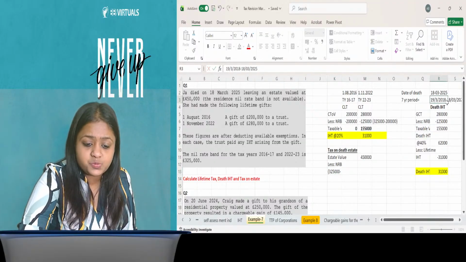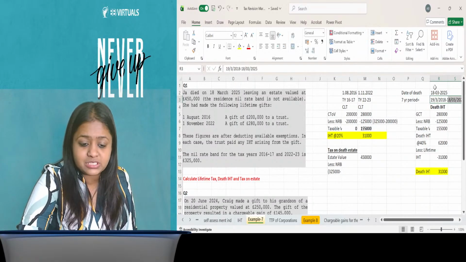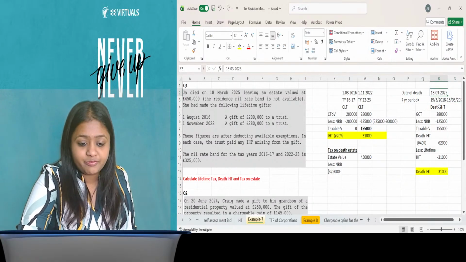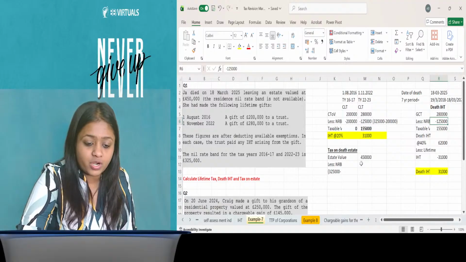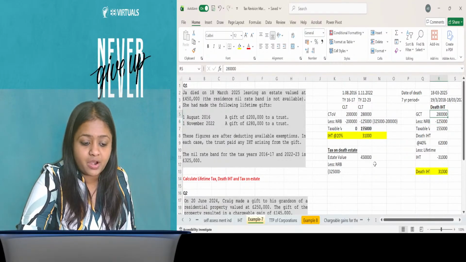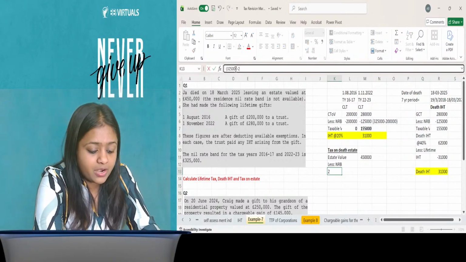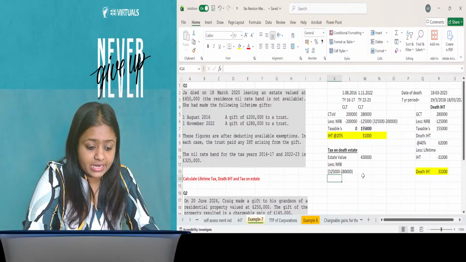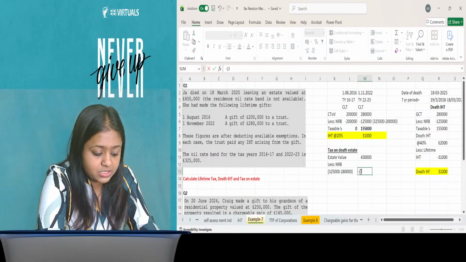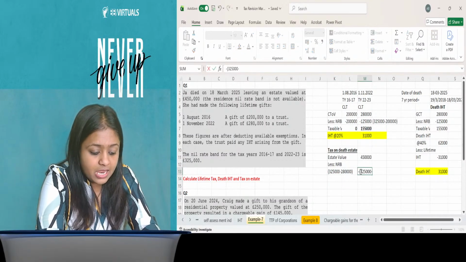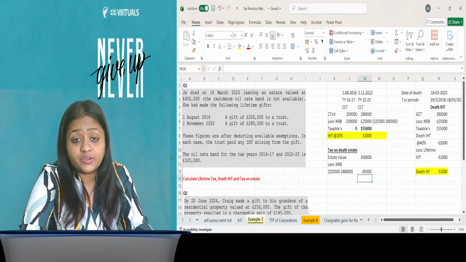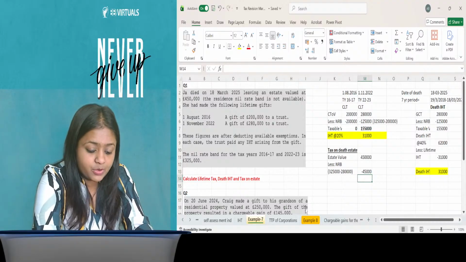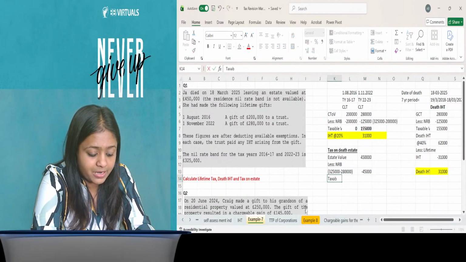Now, in the 7 years period prior to the date of death, we just have one transfer made, which is this transfer. What is the GCT of it? GCT is 280,000. So here also NRB will be reduced by 280,000. Now take the net NRB. So the net NRB is 325,000 less 280,000. We get here 45,000. Now reduce this value and get the taxable estate value.